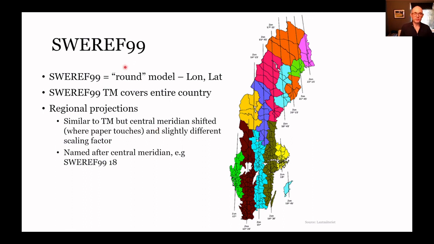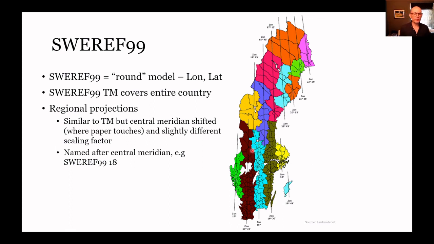But for SWEREF99, we have this system where we have the model of the Earth, the round model in longitude and latitude, so we have degrees, and then we had our central projection covering the whole country. That we call TM when we stretched it out to cover the entire country. But when we move the line, when we move the tube, the piece of paper around a little bit, one way or another, we can get a more locally accurate projection, so that when we are actually interested in millimeters rather than just say half a meter or a decimeter, then we can use one of these.